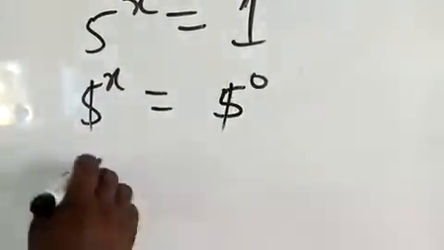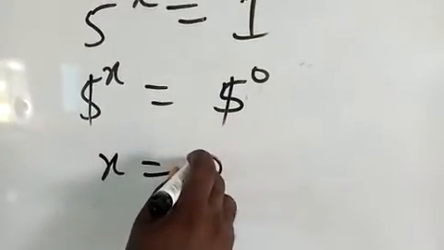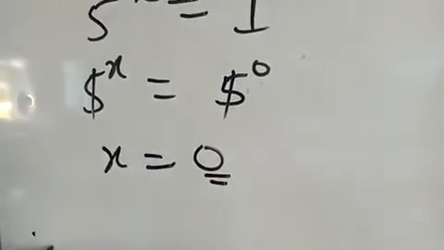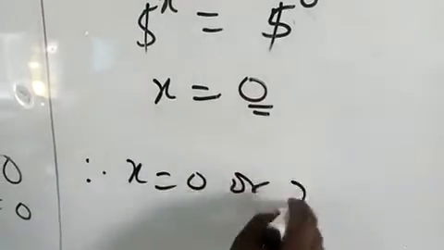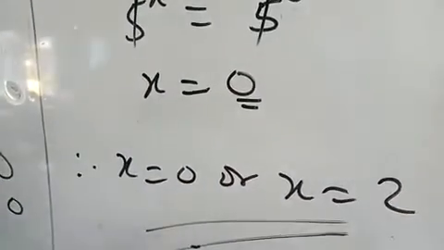Now 5 and 5 will go, so x equals what? x equals 0. That is the solution. So therefore, x equals 0 or x equals 2 is the solution to the question.